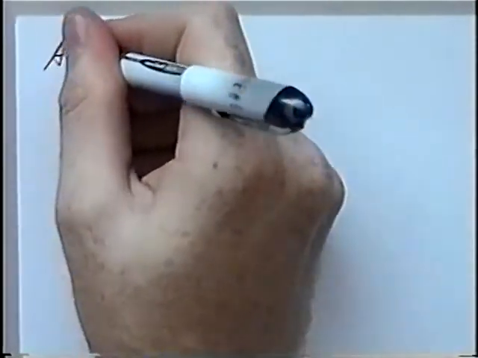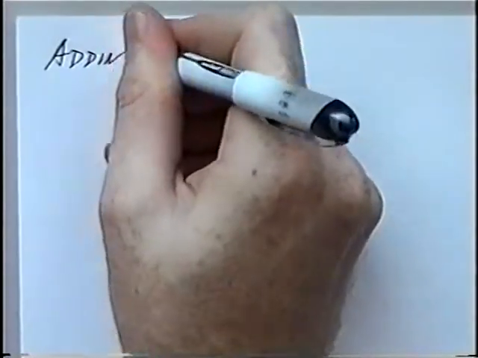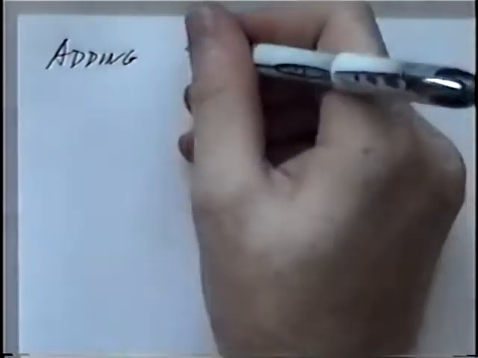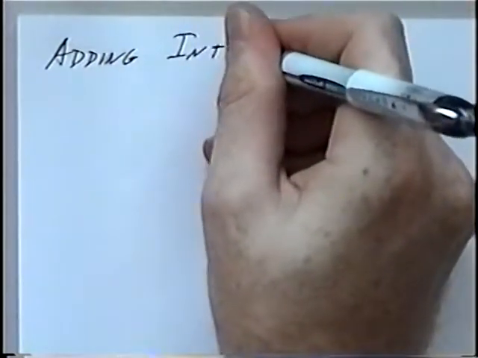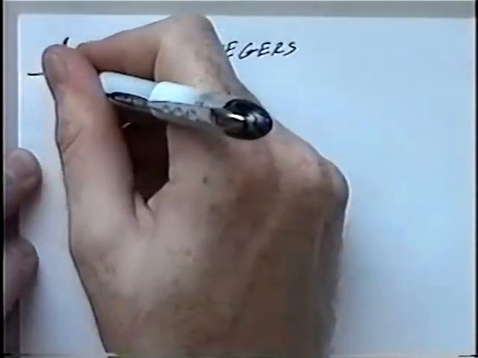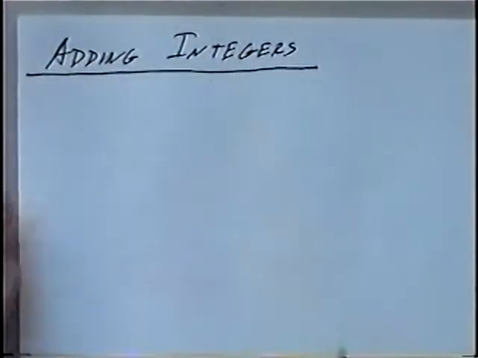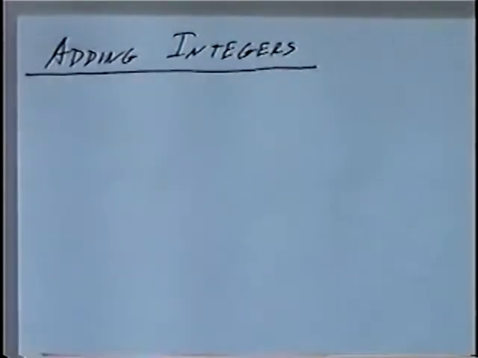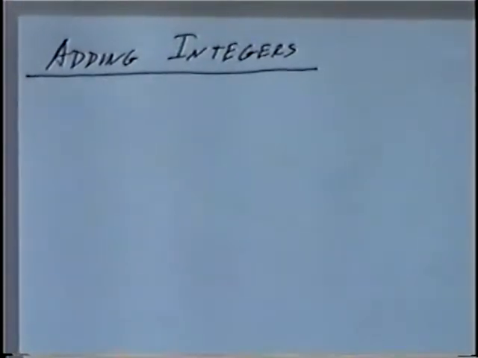Title of the first section today is titled Adding Integers. Integers are any whole numbers, positive or negatives, but do not include decimals or fractions.